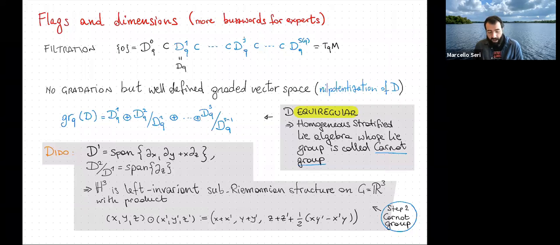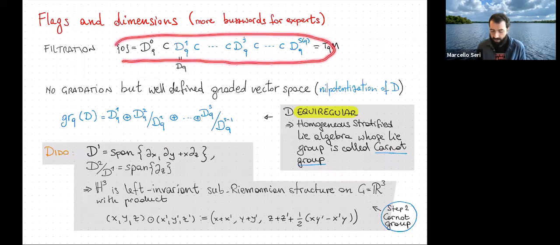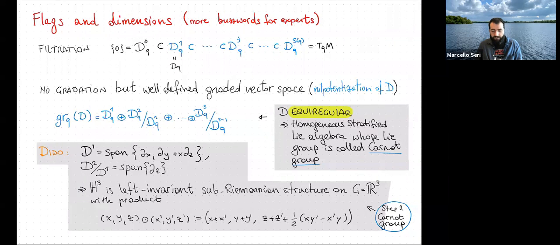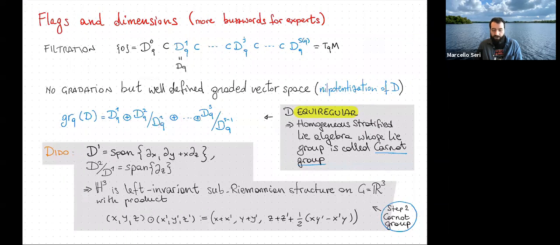One thing I wanted to add on that is that this is in general not a graduation. So there is not a nice structure of Lie algebra on top of it, but it's well defined as a graded vector space. So it's well defined as a vector space in which you have your distribution and then the quotient of the next space with the distribution, and then the quotient of the previous space with the next, and so forth. So this is always well defined as a vector space, but it is well defined as a Lie algebra only when this is equiregular.